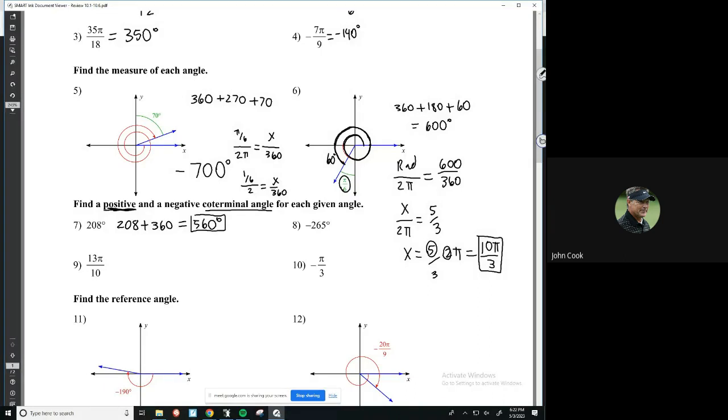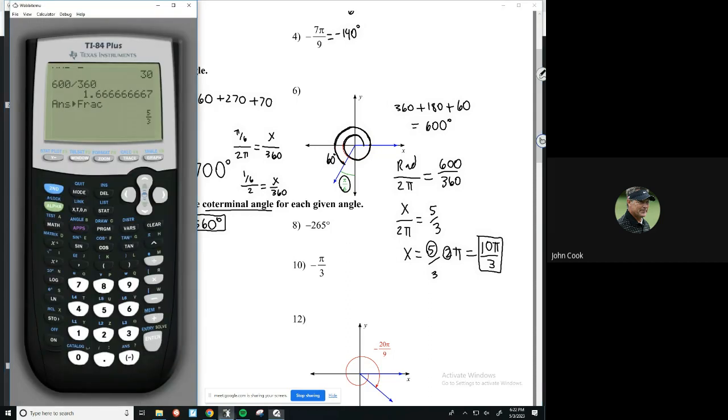And then to find the negative coterminal angle, I'd start with the one that I have, 208. I'd keep subtracting 360 until it's a negative angle. And it's not going to take much. It'll just be this first one. See, watch, 208 minus 360.